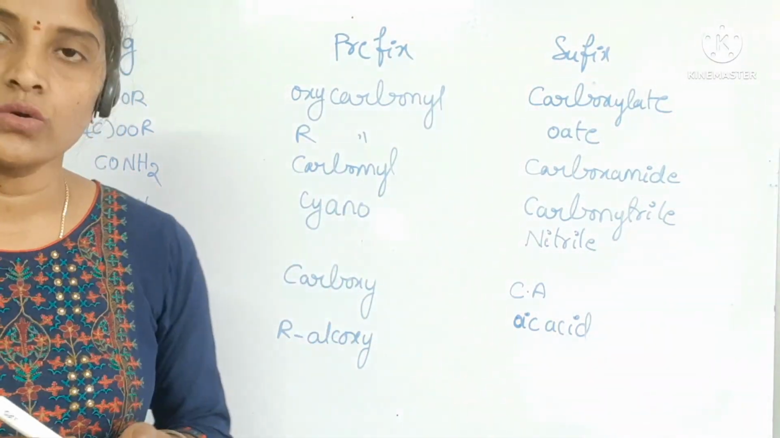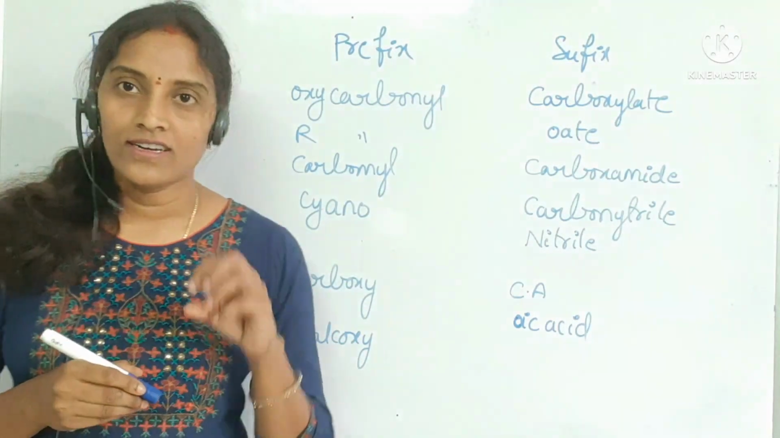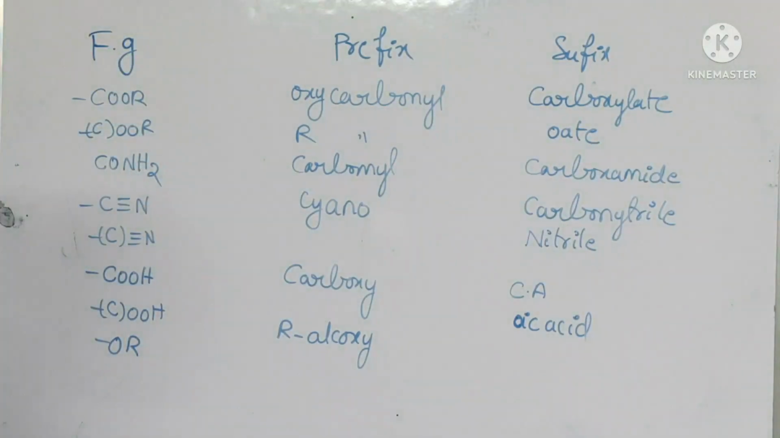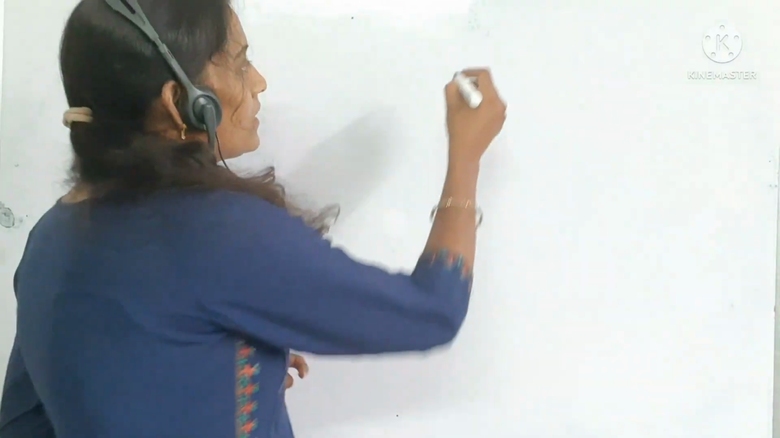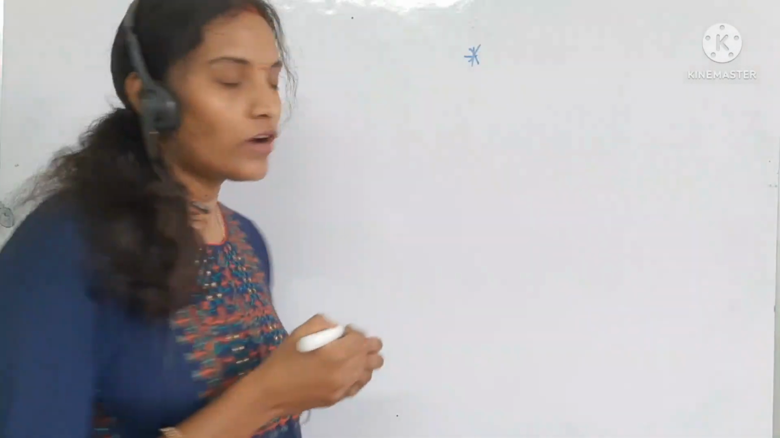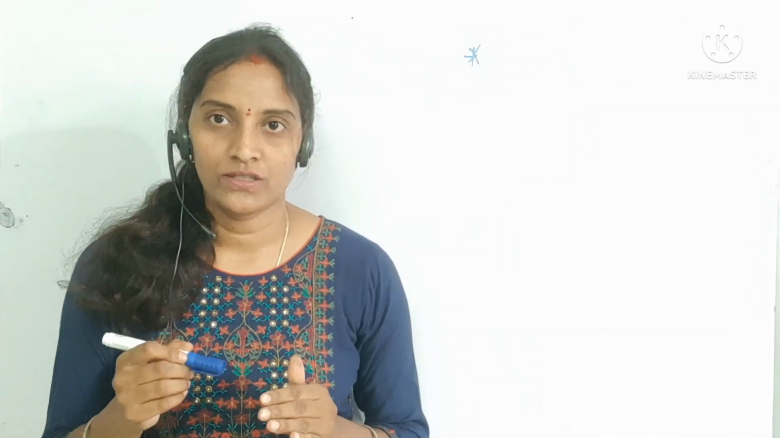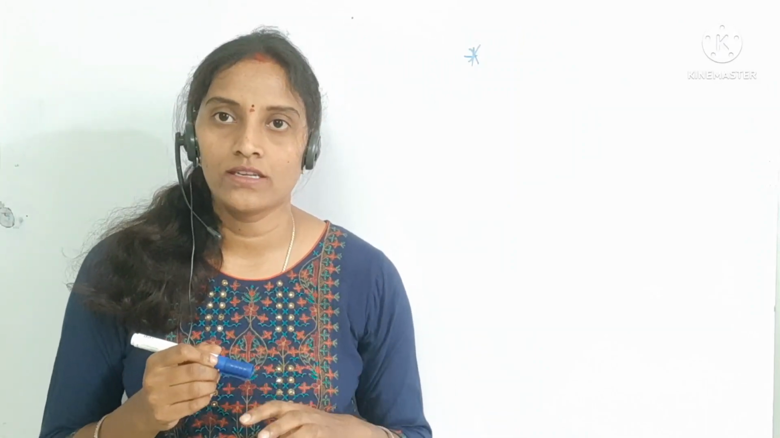Next, we will go to numbering the carbon atoms. How do we give numbering to the carbon atoms? Here you have to follow some rules, students. Mainly five to six rules are there. You can see here now.